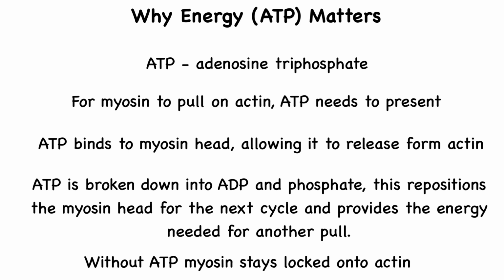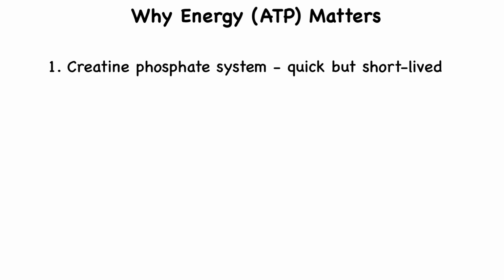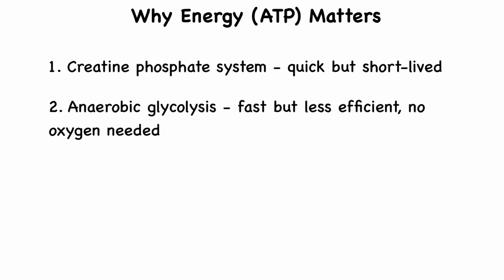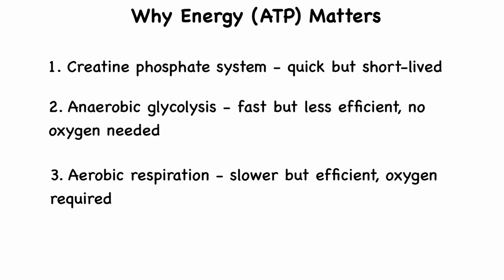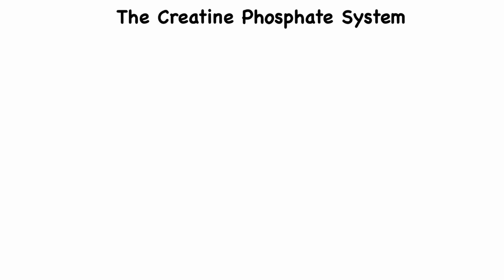Today, we're going to be looking at those three main systems your muscles use, depending on how long and how hard you're working. First, we'll talk about the creatine phosphate system, which is quick but short-lived. Then we have the anaerobic glycolysis, which is fast but less efficient and no oxygen is needed. Then we move into aerobic respiration, which is slower but efficient and it does require oxygen. Let's start with the creatine phosphate system.